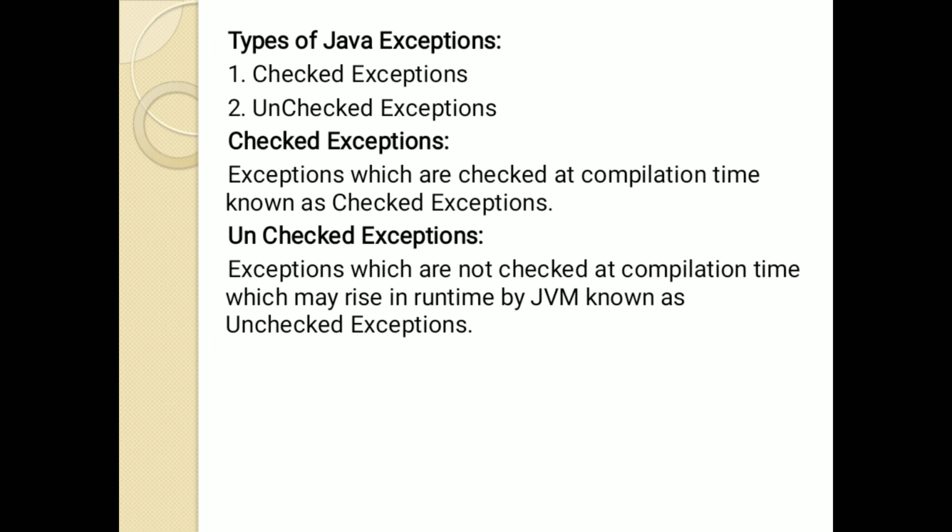Now let us understand the types of exceptions that may rise in the Java programming language. There are 2 different kinds of exceptions: checked exceptions and unchecked exceptions. The exceptions which are raised at compile time are called checked exceptions. That is, all the compile time errors are called checked exceptions.